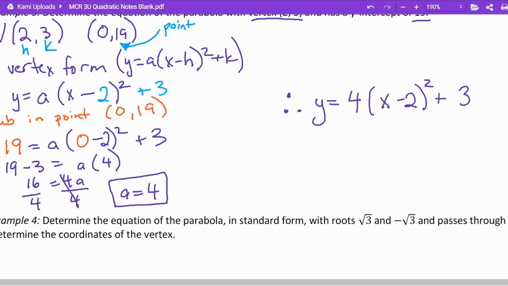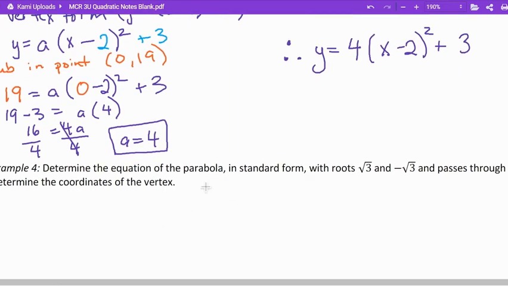Now, I don't have time to do example 4. I will make a video of it, but it's similar to examples 1 and 2. Okay? Except that the roots are opposite, so you're going to do difference of squares, right? So if you want to try this at home and then watch my video, you're going to use difference of squares.